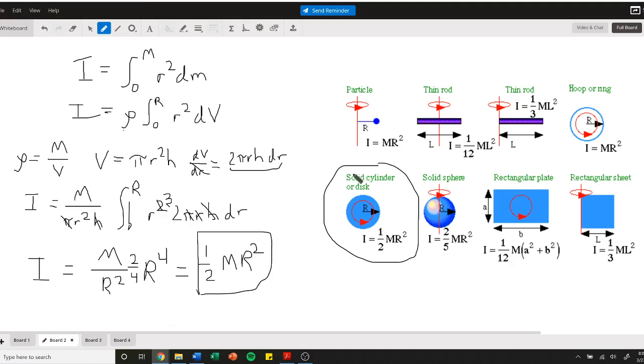But we're going to be dealing with this one today. This is one of my favorite, this 1/12. It's kind of a weird number that pops out of a thin rod. But we're going to be dealing with the cylinder today.